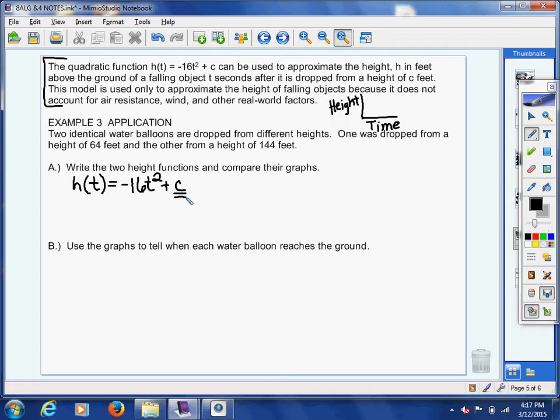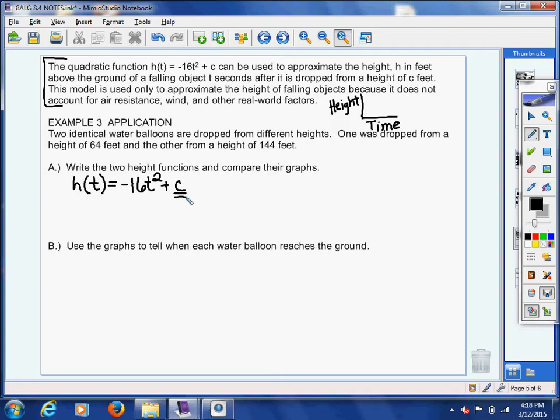So here's example 3. You have two identical water balloons, and they are dropped from different heights, okay? I don't know if I would drop a water balloon. I definitely would throw it at someone. So they're dropping their water balloons. One was dropped from a height of 64 feet, and the other balloon was dropped from a height of 144 feet. So big difference between the two heights there.